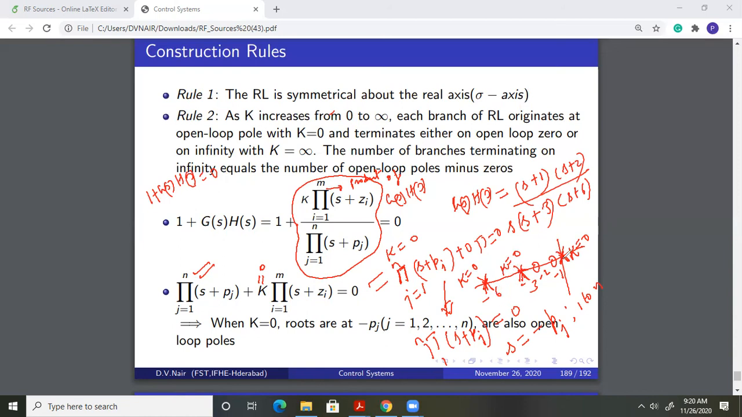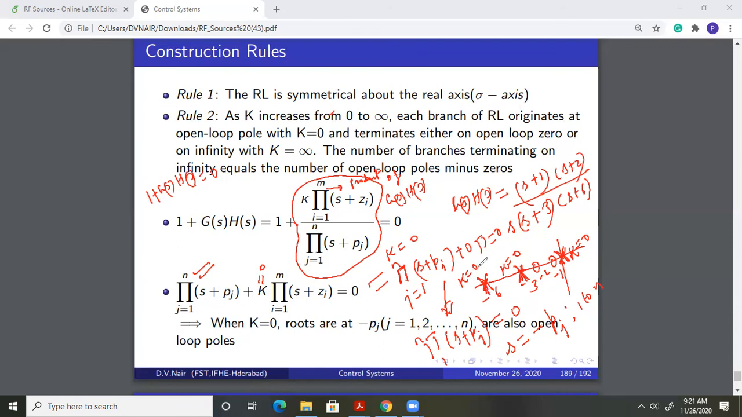And how many such closed loop poles or roots of the characteristic equation are there? 3 in number, and that is equal to the open loop poles. So that is the first thing we need to understand from rule 2. The number of branches of the root locus will be equal to the number of open loop poles, and each branch originates at an open loop pole, right? What are these now? These are the closed loop poles.